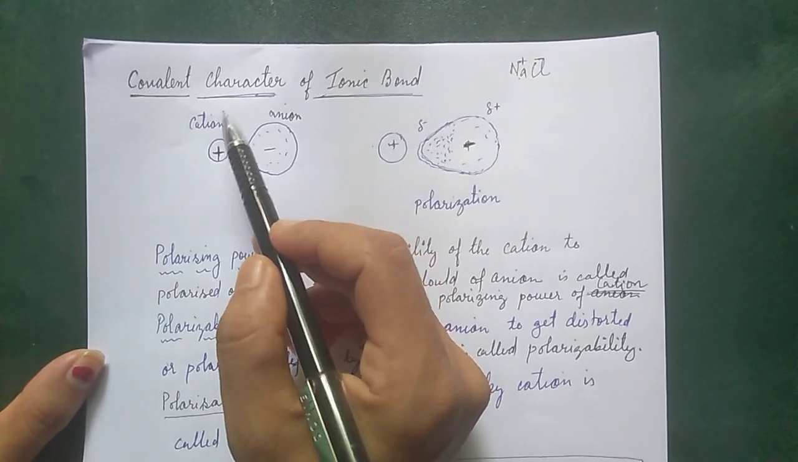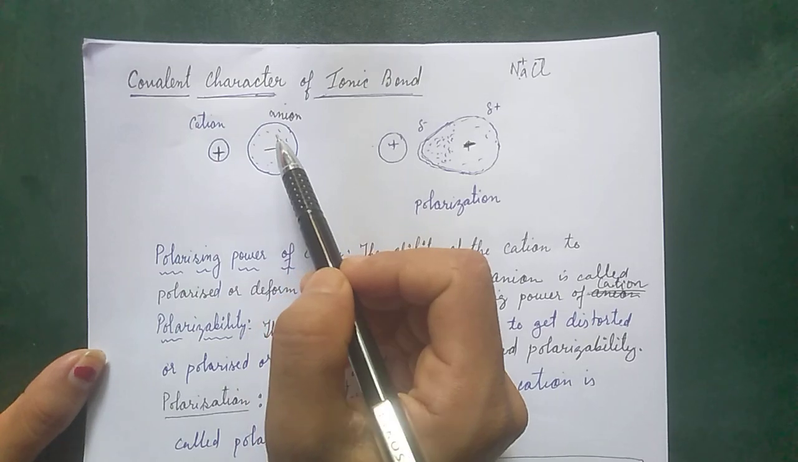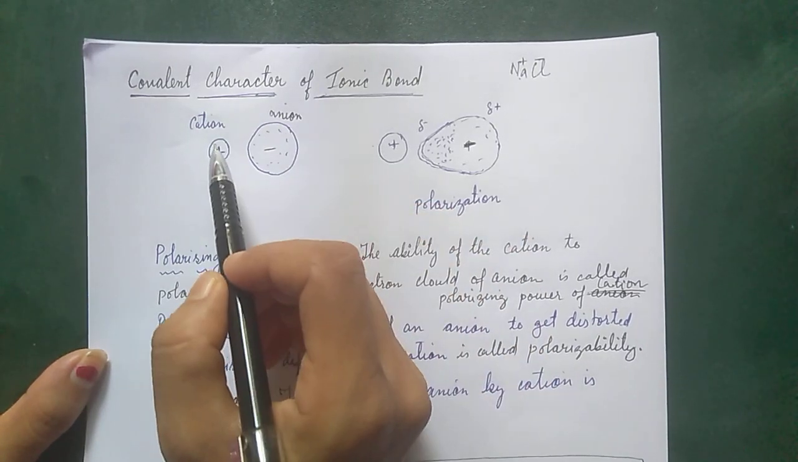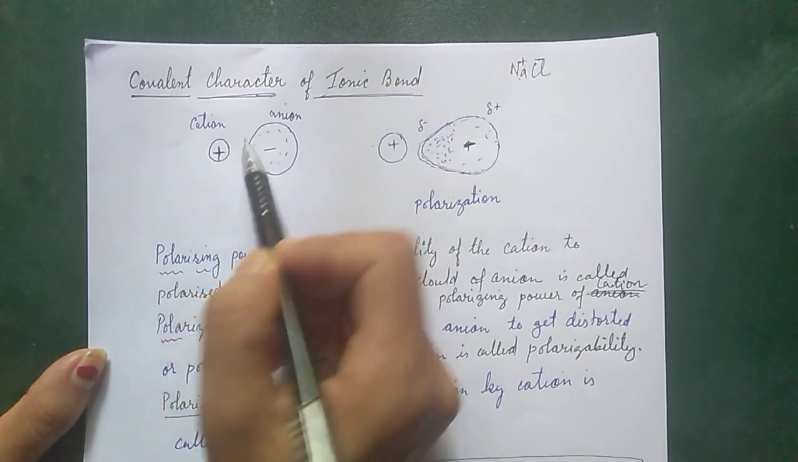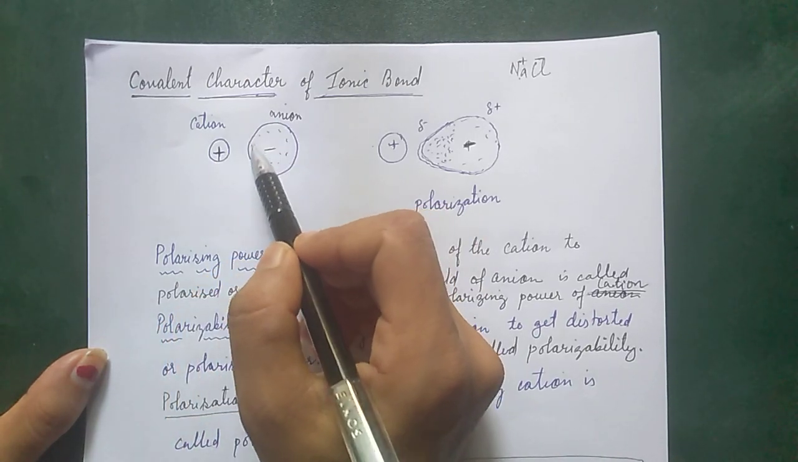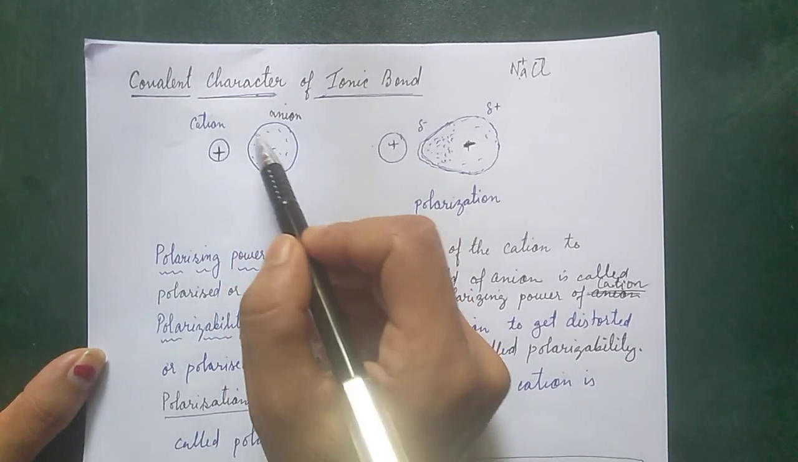Cations are generally smaller in size than the anion. When this cation and anion are brought closer to each other, there will be some attractive force between them. So this cation will try to attract the electrons of the anion.